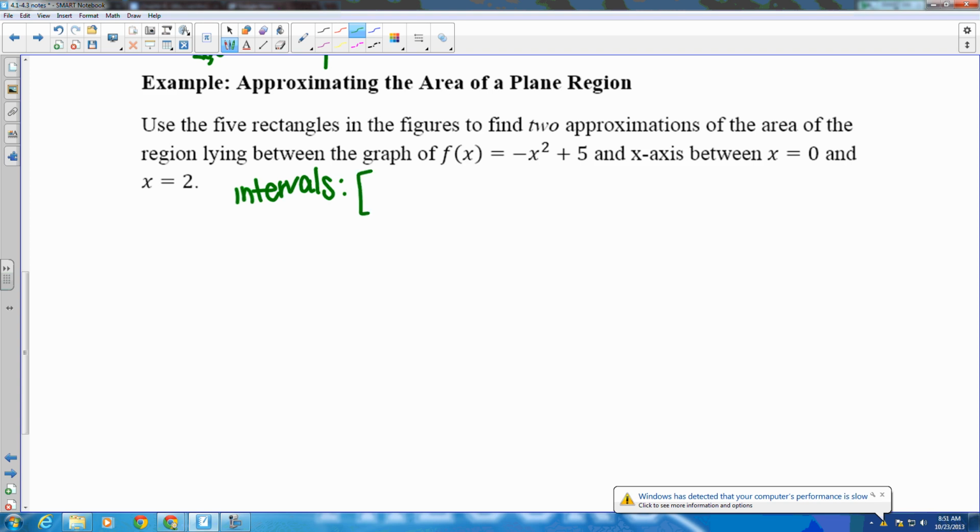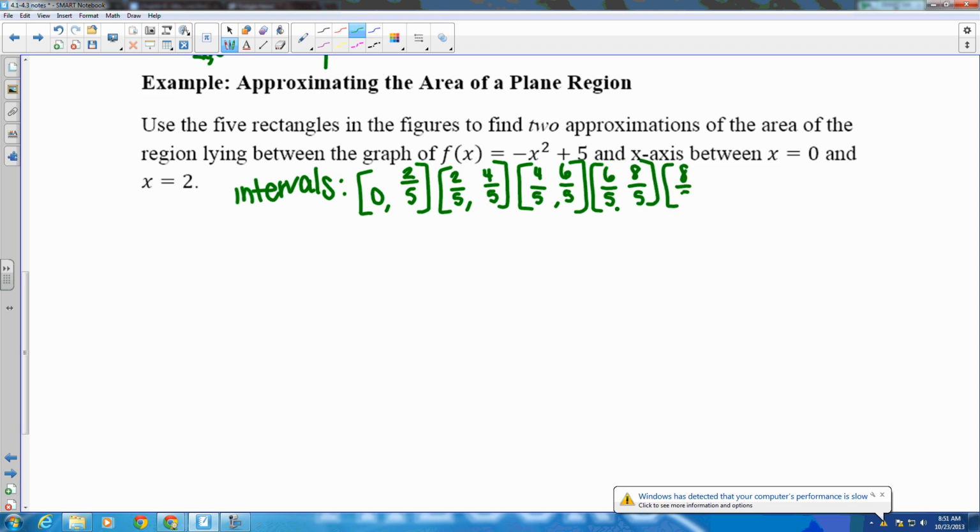So our first interval is going to be from 0 to 2 fifths. The second one's going to be from 2 fifths to 4 fifths. The third is 4 fifths to 6 fifths, then 6 fifths to 8 fifths, and 8 fifths to 10 fifths, which is 2. Okay, so they're asking us to find 2 different approximations.